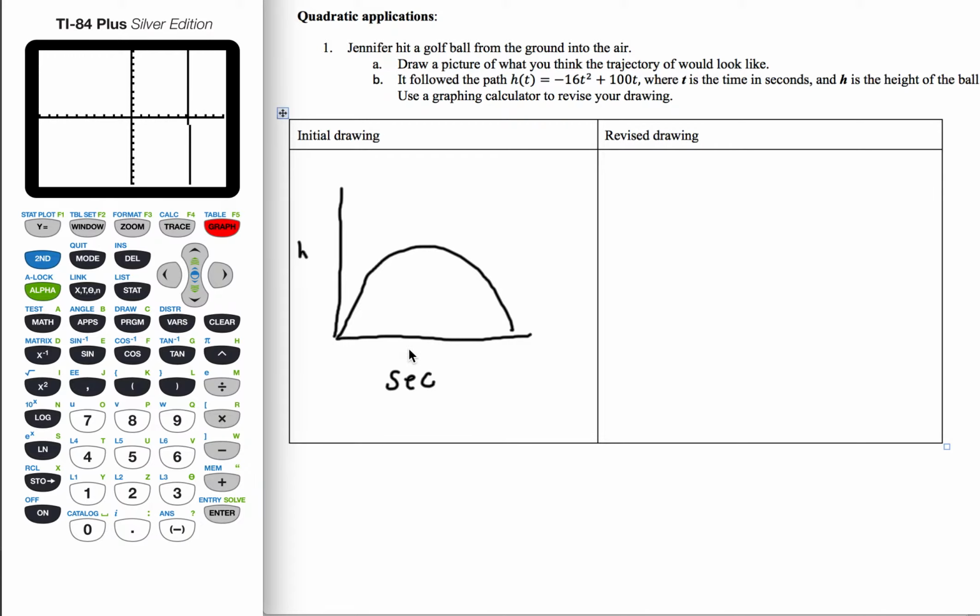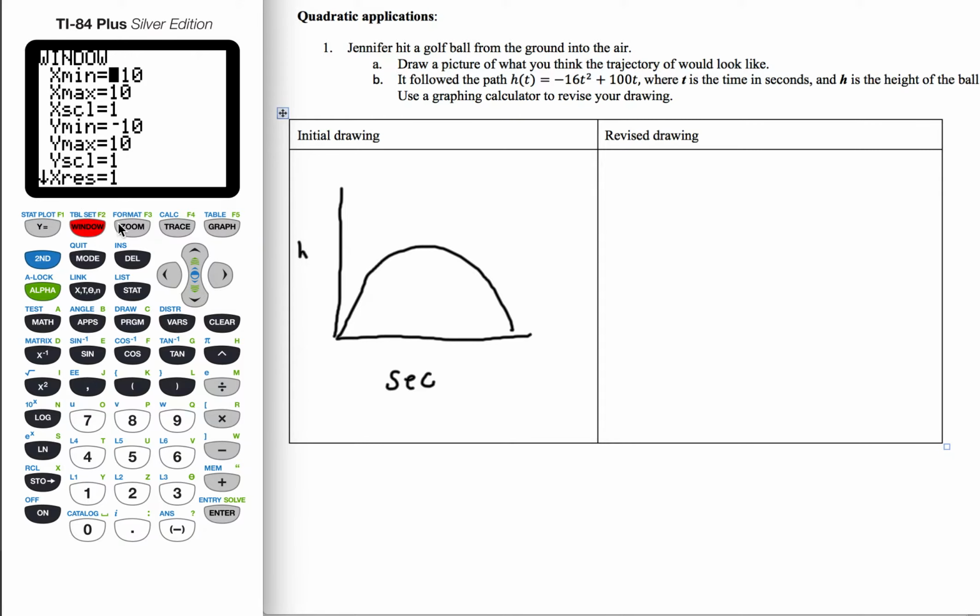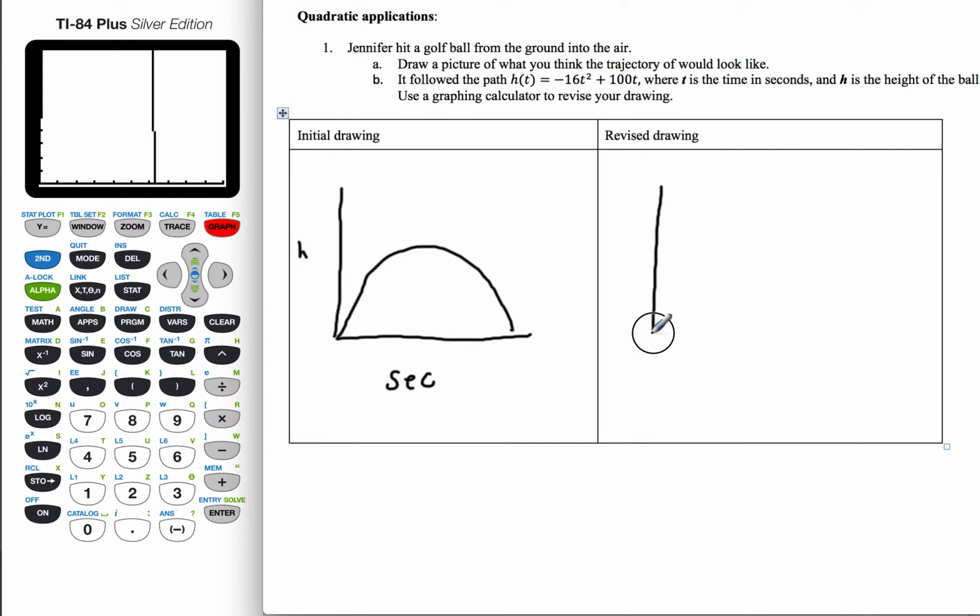First off, we need to think about what our domain restrictions are going to be, because it doesn't make sense for us to have any negative time. So if we go over here to window, and I change my x minimum, our x-axis, to just be 0, because I don't want to deal with negative time. I could do the same thing with my height and make my height 0. So now I just have the positive quadrants here. Still only a vertical line, but let's take a look here. Now we're starting to look a little bit more like this.